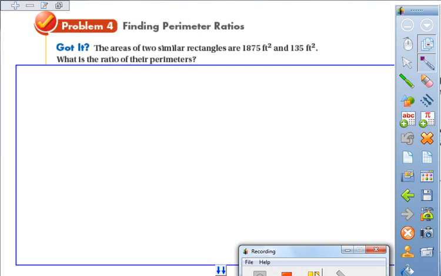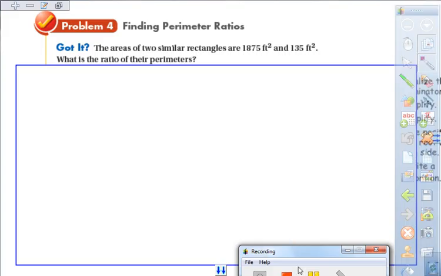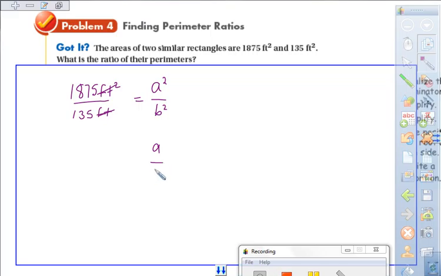Here's our last problem today. The areas of two similar rectangles are 1,875 square feet and 135 square feet. What is the ratio of their perimeters? Well, we can figure out what the ratio of the areas are. So 1875 square feet divided by 135 square feet. And my square feet label cancels. So then what I can do is, this is for my a squared to b squared. And I want to know what a to b is. So then I need to take the square root of that.